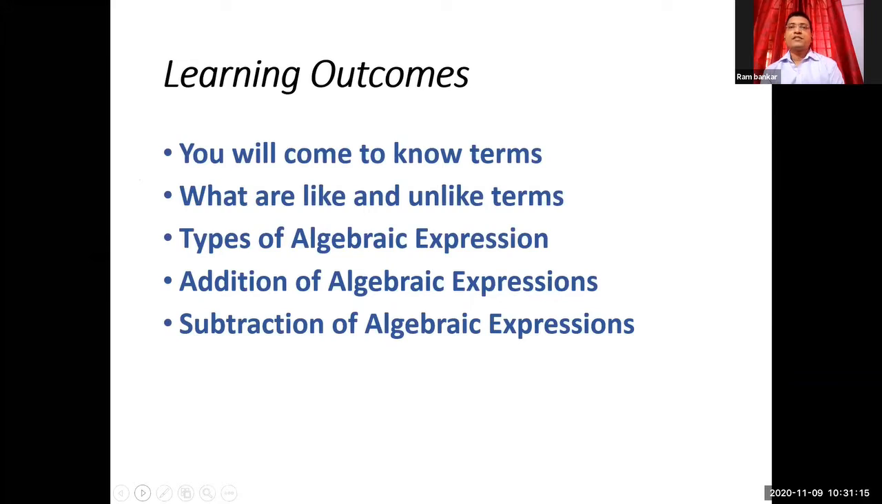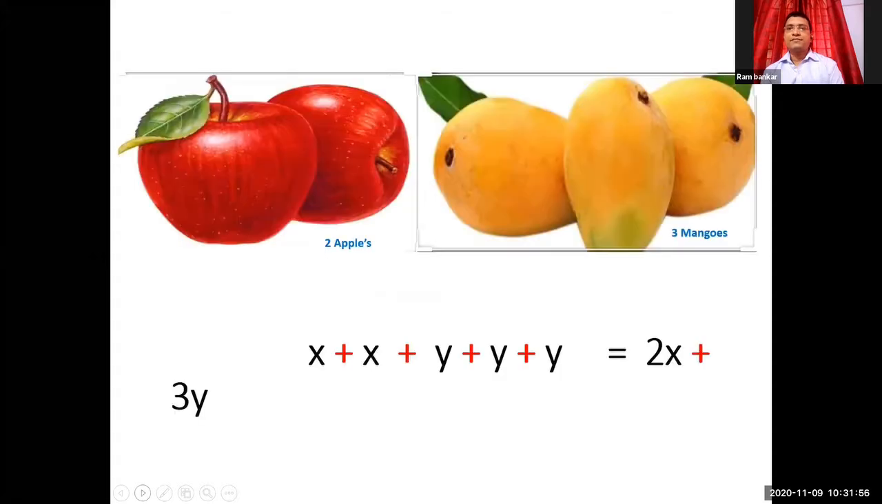Okay, my dear students, our learning outcomes in today's lesson: you will come to know, first, what are terms. Second, what are like and unlike terms. Third, types of algebraic expressions. Fourth, addition of algebraic expressions. And the last one is subtraction of algebraic expressions. In this lesson, we are going to know these 5 learning outcomes. We are looking at the next slide.